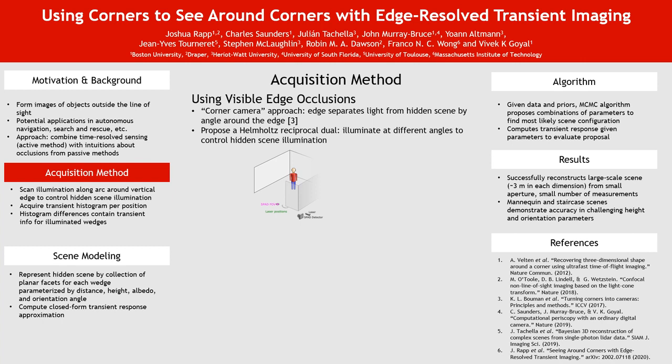In this work, we combine the best aspects of both methods into what we call edge-resolved transient imaging. Like in the passive corner camera work, we use a visible vertical edge to separate light from the hidden scene according to the angular position. In our case, we propose a Helmholtz reciprocal dual where illuminating different locations along a small arc controls which part of the hidden scene is illuminated. You can see from the animation how this illuminates an increasing portion of the scene.